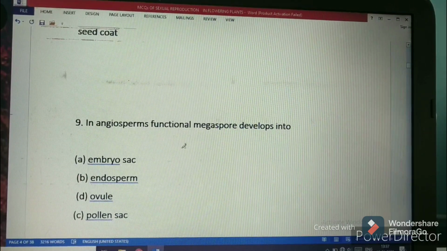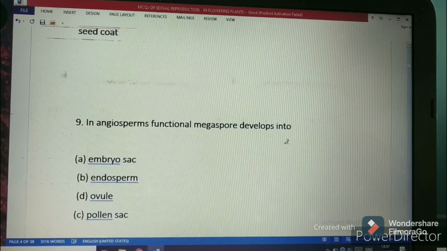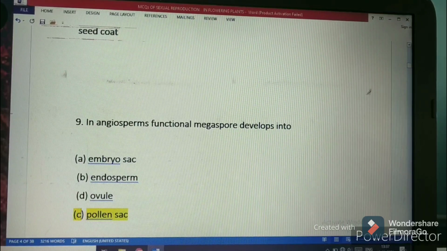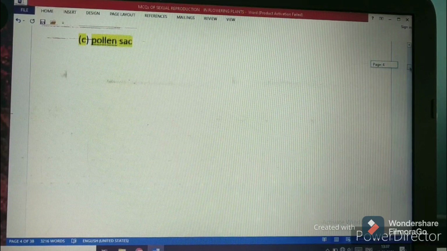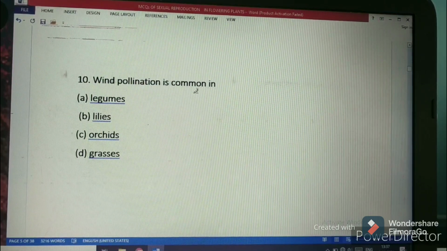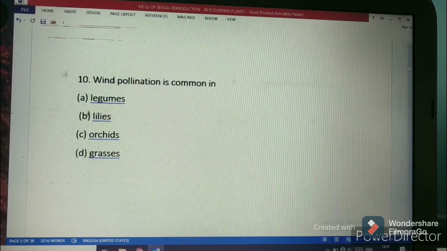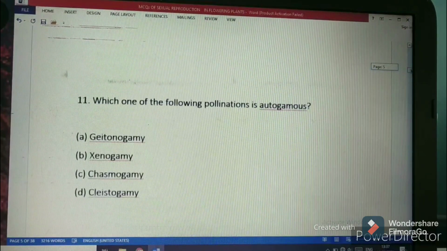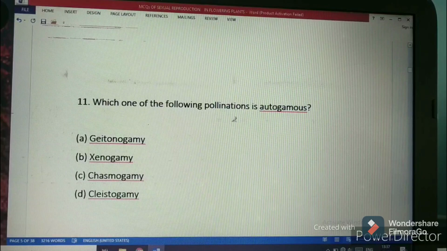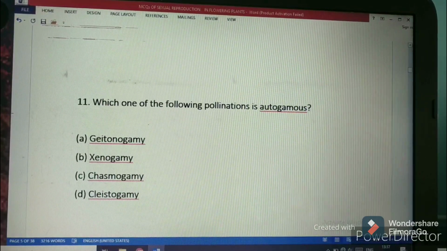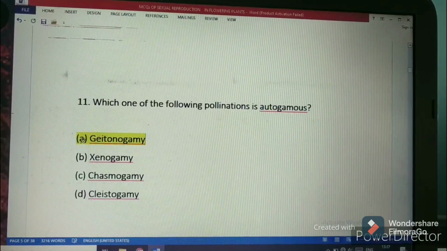In angiosperms, the functional megaspore develops into pollen sac. Answer. Wind pollination is common in lilies. Which of the following pollination is autogamous? Answer is A. Geitonogamy.